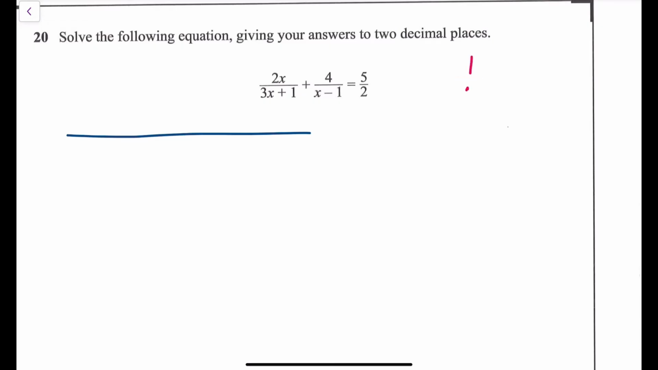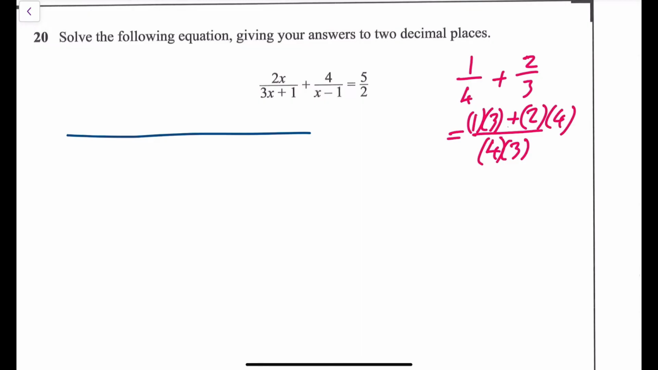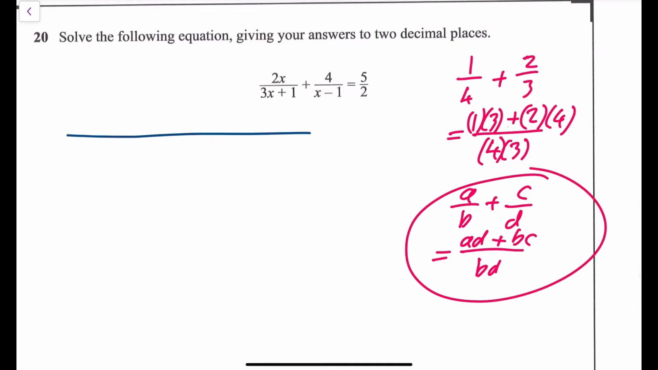If I had 1 over 4, for example, plus 2 over 3, my common denominator would be 4 times 3, those two things multiplied, and I'd have to do my 1 would get multiplied by 3, and my 2 would get multiplied by 4, or whatever way around you want to write that. Same idea if you had a over b plus c over d, and you took a common denominator, it would be bd, and your top line would be ad plus bc. So if you understand this in particular, you can do any of these adding or subtracting fractions.